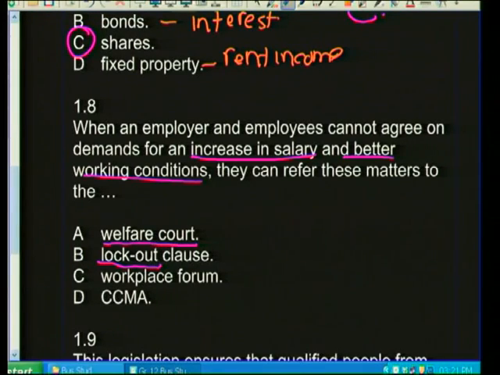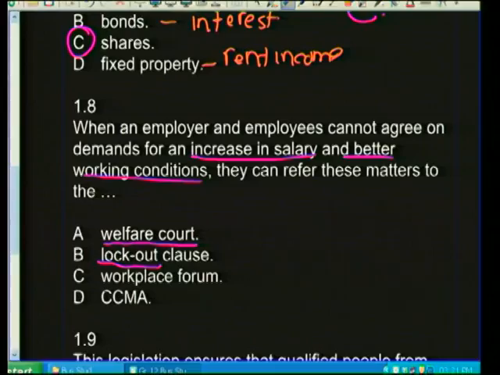Right, now lockout is when the employer decides to lock out the workers, and they actually need to get permission, just like when the workers decide to go on strike. They can't simply go on strike, they need to serve notice on the employer. The employer would have to do this exactly the same with the workers if they intend to lock them out. Let's look at the next one.